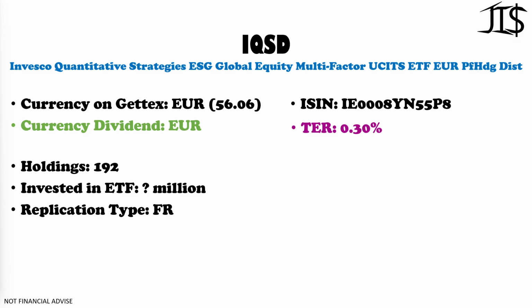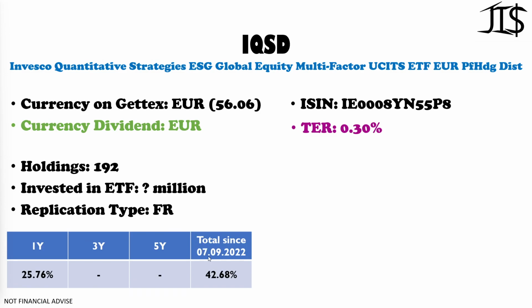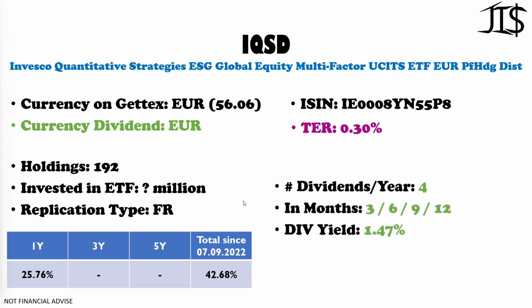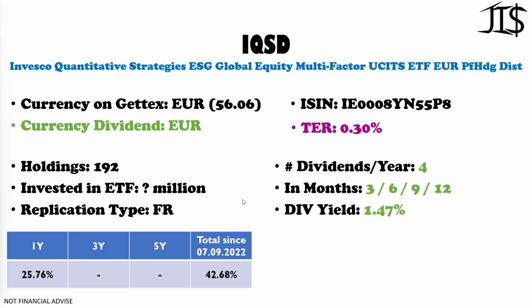How much is invested in this ETF? I couldn't find anything, so I put a question mark here. But it's still a young ETF, so it started on the 7th of September of 2022, and the past year it's up almost 26%. Also distributes 4 dividends per year, so also quarterly, in the most common months for distributing quarterly dividends, so March, June, September and December, and the dividend yield is almost 1.50%.